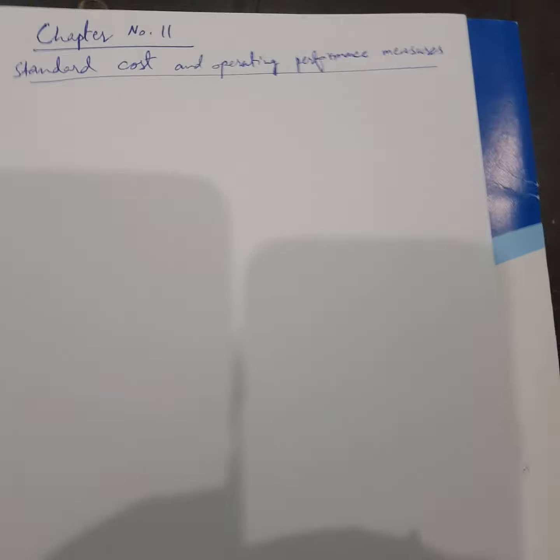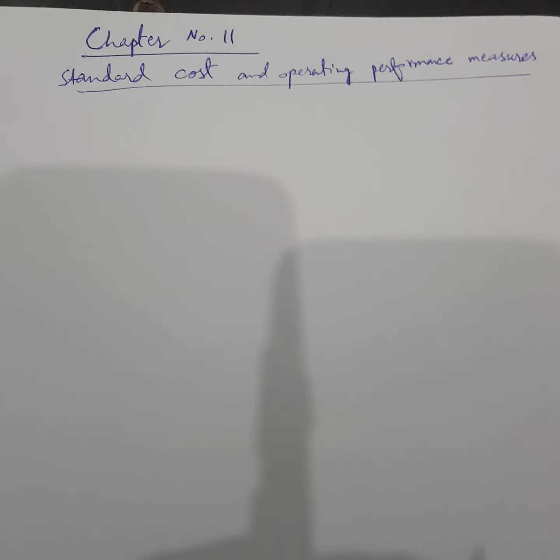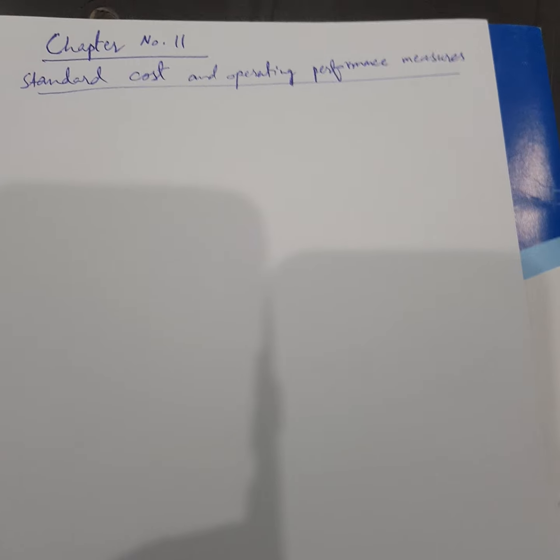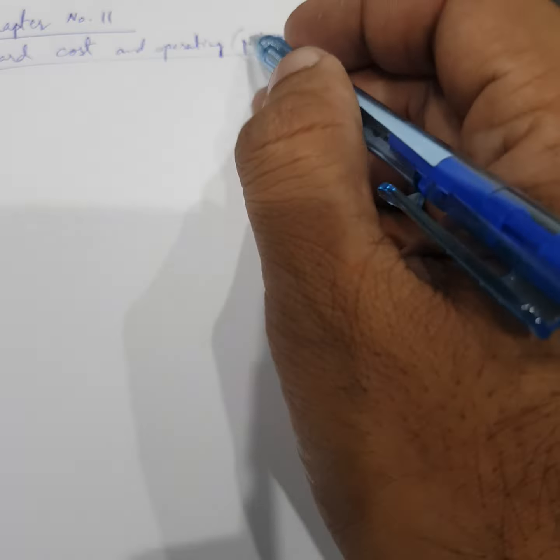This is our lecture number 21. The name of the chapter is Standard Cost and Operating Performance Measures. First of all, we need to know what is the meaning of performance measures.